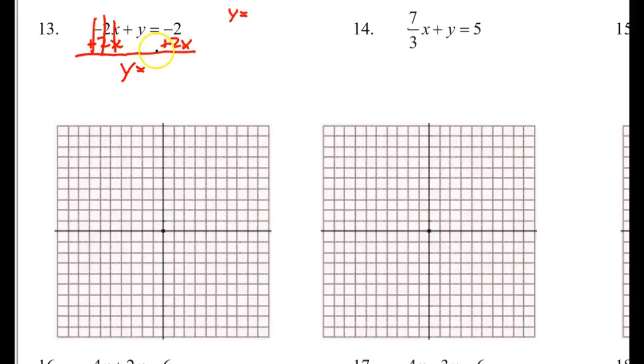Now we like to put the x part right after the equal sign, so I'm going to put this 2x right after the equal sign and put the minus 2 on the end. So we have a slope of 2 and a y-intercept of negative 2. We'll start on the y-axis at negative 2.